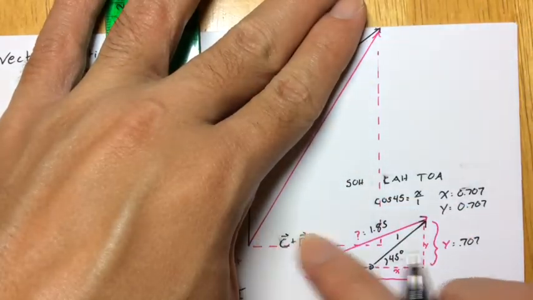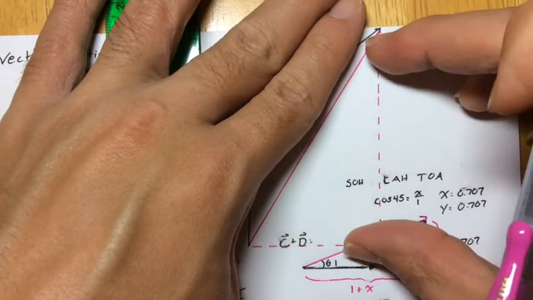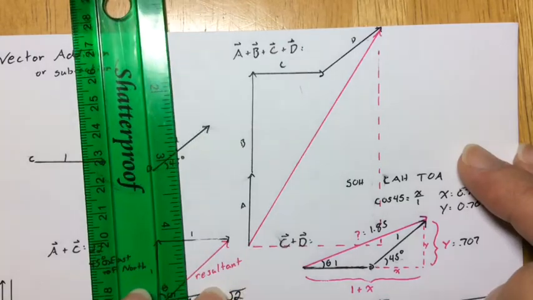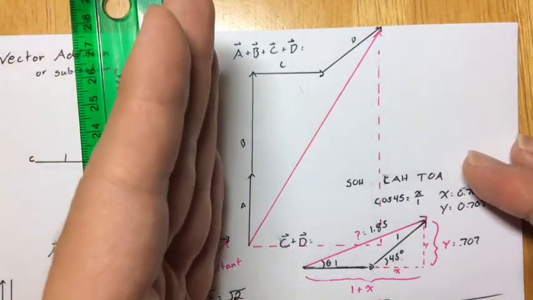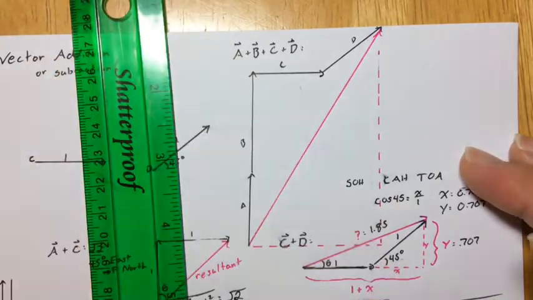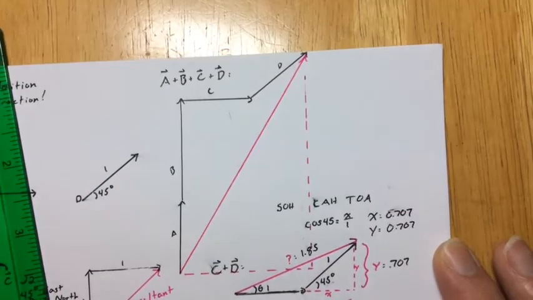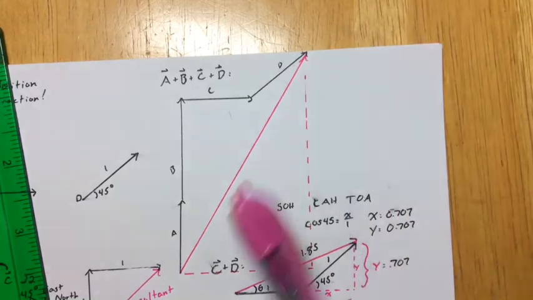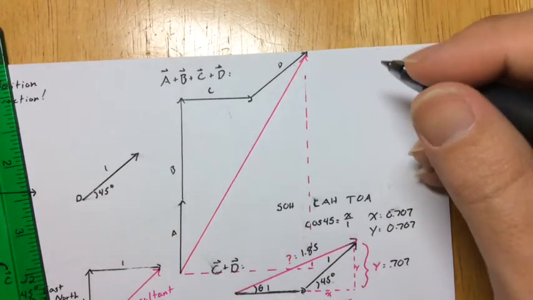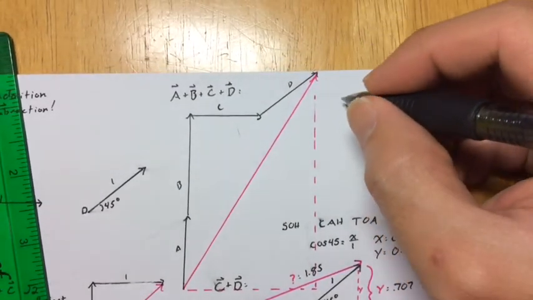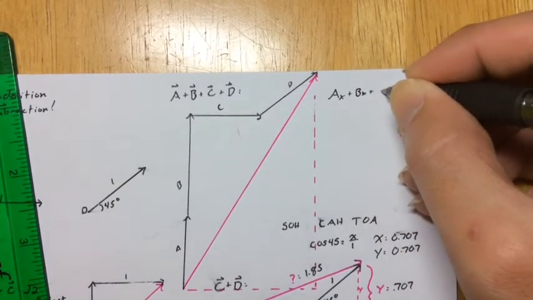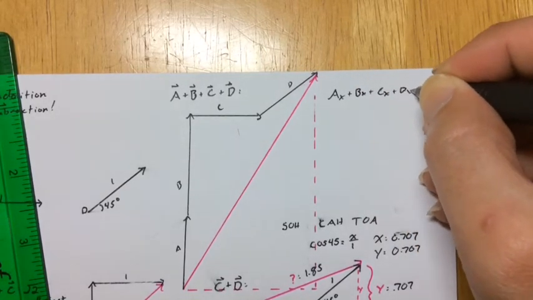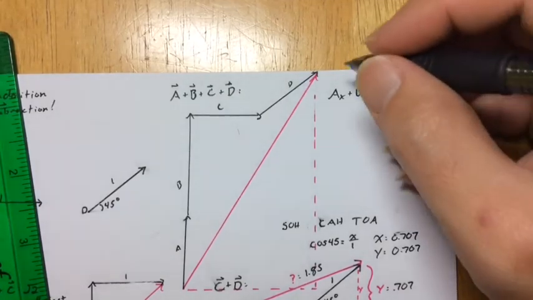So we've got to find out this side down here, and this side up here. All we need to do is look at what's our total in the y, what's our total in the x. If I do A plus B plus C plus D, we only work with one number line at a time. And so I want to do AX plus BX plus CX plus DX. Okay? That's what I want to do.